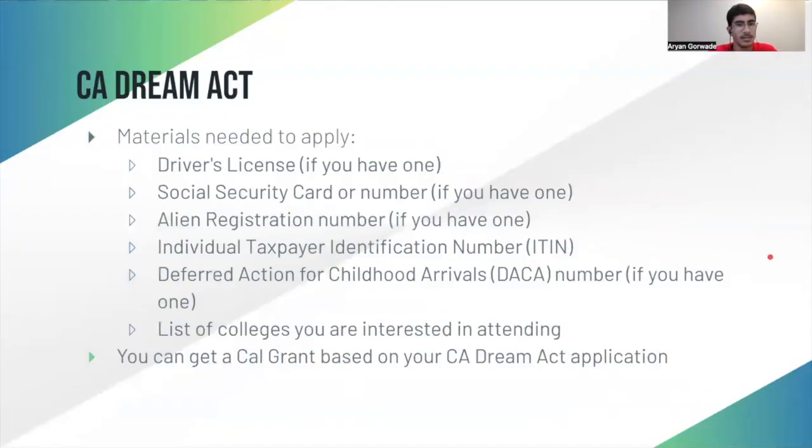Okay, now let's talk about some common materials you need to apply. You need your driver's license if you have one, your SSN card or number if you have one, ARN if you have one, your ITIN, your Deferred Action for Childhood Arrivals DACA number if you have one, and a list of the colleges you're interested in attending, obviously. And you can get a Cal Grant based on your California DREAM Act application.